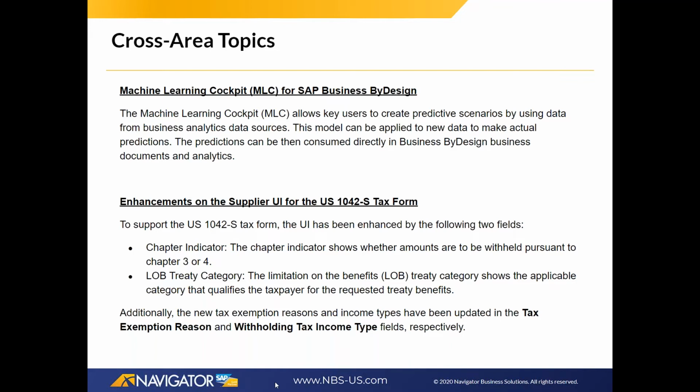They've also enhanced the support for the US 1042S tax form. The UI has been enhanced with 2 additional fields, the chapter indicator and the LOB treaty category. Additionally, the new tax exemption reasons and income types have been updated in the respective fields.